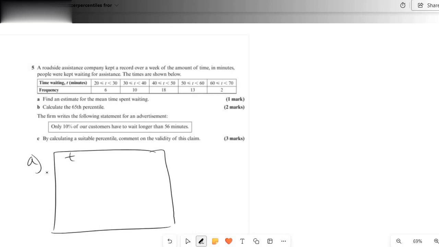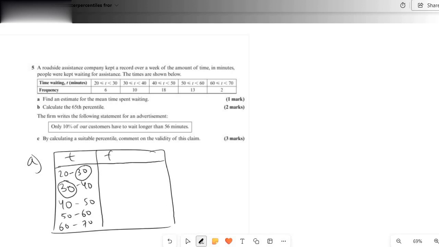This will be time, which is ranged and continuous. So 20 to 30, and then 30 to 40. Similarly, we have 40 to 50, 50 to 60, and then finally 60 to 70. And if you notice, all of them are connected to each other. For example, the highest class boundary of the previous one is equal to the lowest class boundary of the next one. And their corresponding frequencies are 6, 10, 18, 13, and 2.